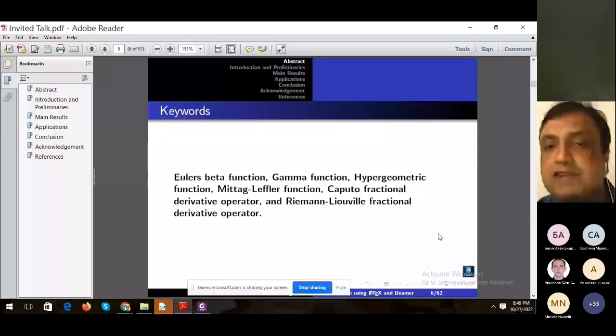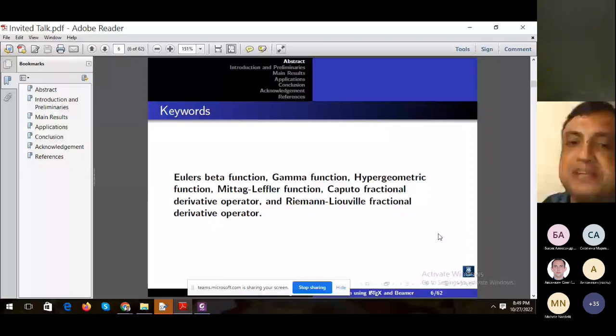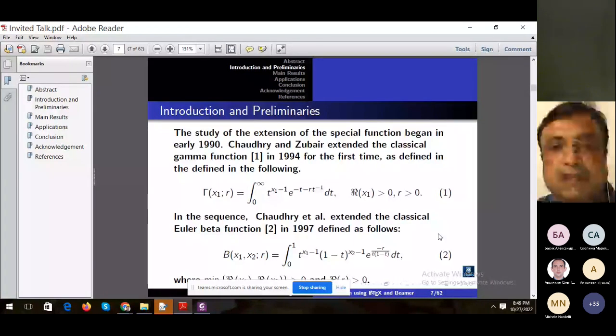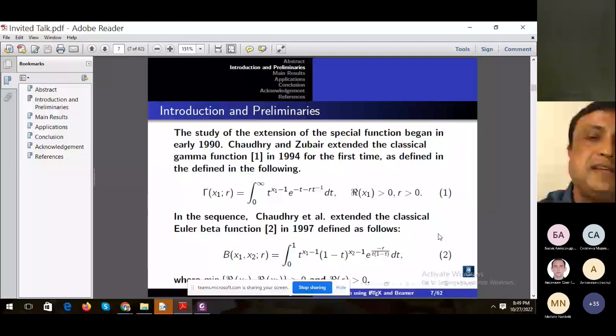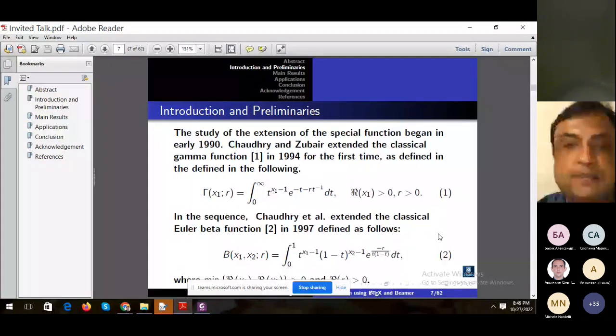These are the keywords which play an important role in our study: Euler's beta function, gamma function, hypergeometric function, Mittag-Leffler function, Caputo fractional derivative operator, and Riemann-Liouville fractional derivative operator. The study of the extension of special functions began in the early 1990s. It is a well-known research group from Pakistan, Professor Chaudhry, and his Turkish friend, Professor Zubair. They first extended the classical gamma function in 1994, to deal with some kind of heat equations and boundary value problems with the help of the gamma function, as defined in the following form, given by number one.